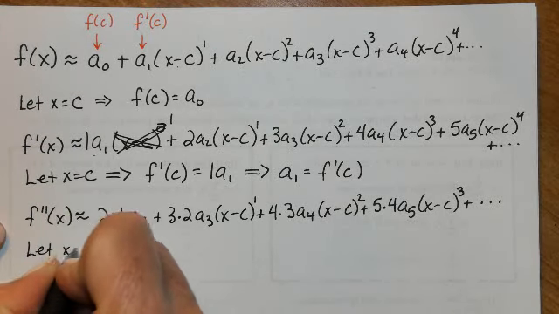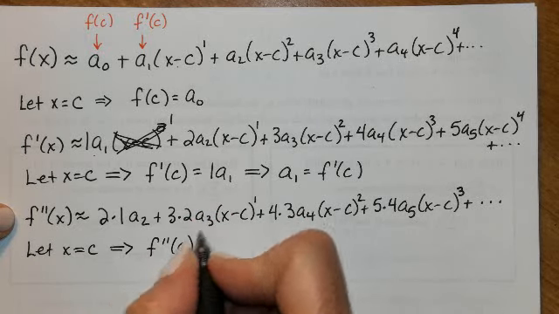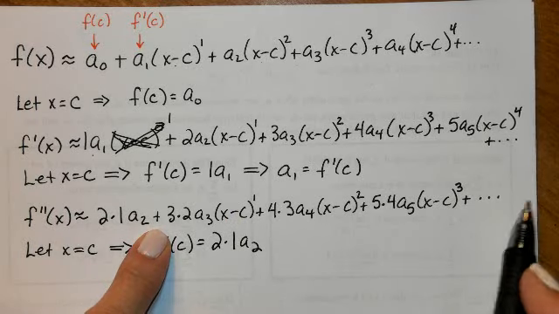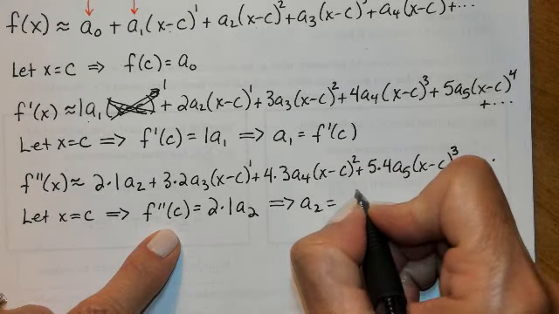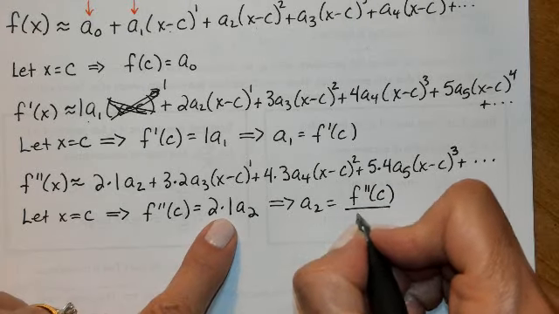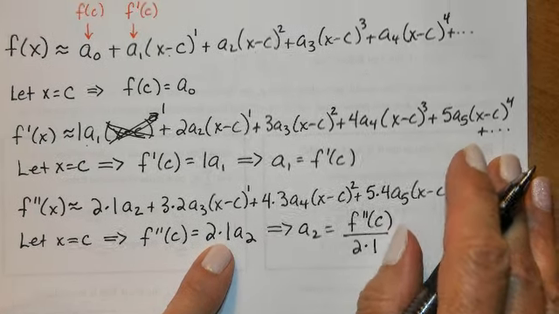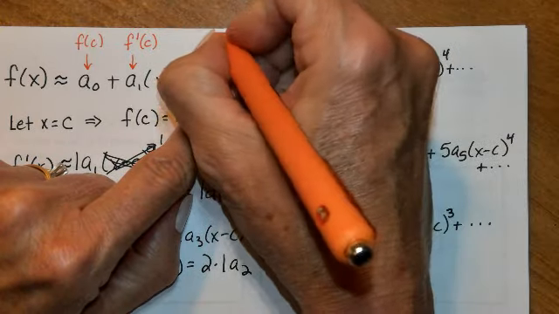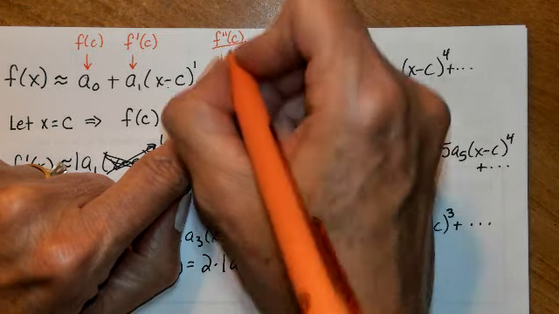Now let's let x equal c again. So f double prime of c will be 2 times 1 a sub 2 plus 0 plus 0 plus 0 plus 0 plus 0 plus 0. So a sub 2 is equal to f double prime of c divided by 2 times 1, which I know is 2, but again, bear with me. So now we know what a sub 2 is. A sub 2 is f double prime of c divided by 2 times 1. What's another way I could write 2 times 1? 2 factorial.